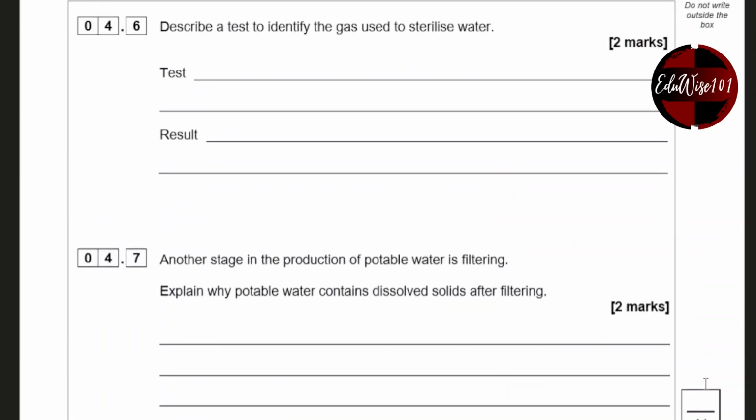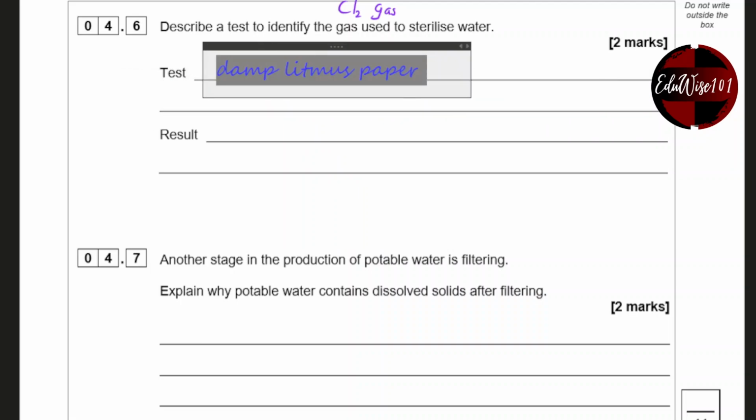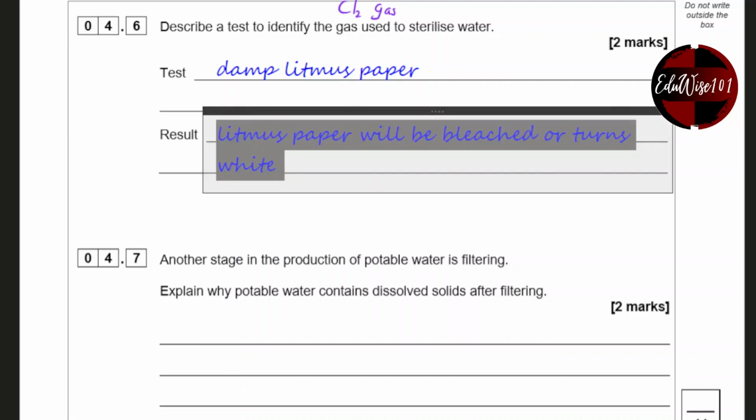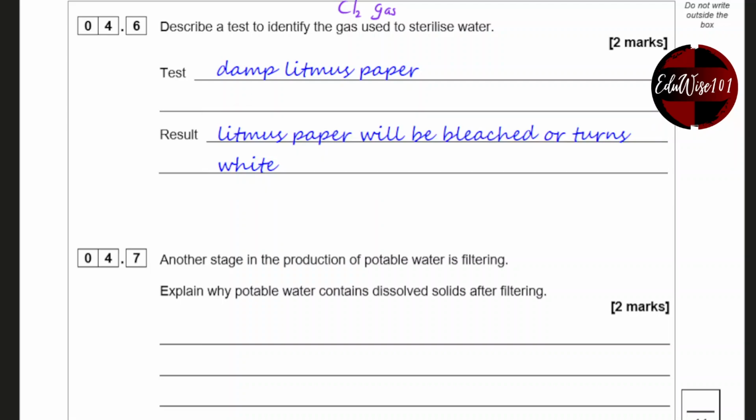Question 4.6. Describe a test to identify the gas used to sterilize water. The gas that is used to sterilize water here is chlorine gas, Cl2 gas. What is the test for chlorine gas? You can test chlorine gas with a damp litmus paper. And what happens when you introduce a damp litmus paper to chlorine gas? The litmus paper is bleached or changes color to white. Remember, litmus papers are generally used to test acids or alkalis, but you can also use it to test halogen gases.